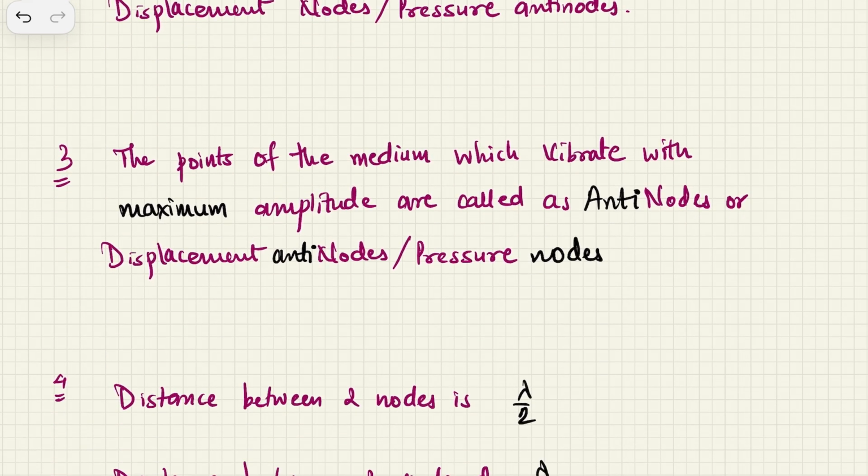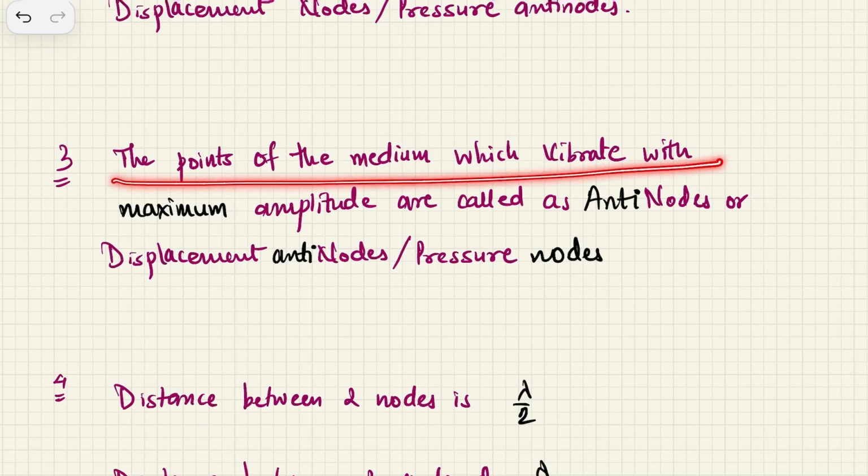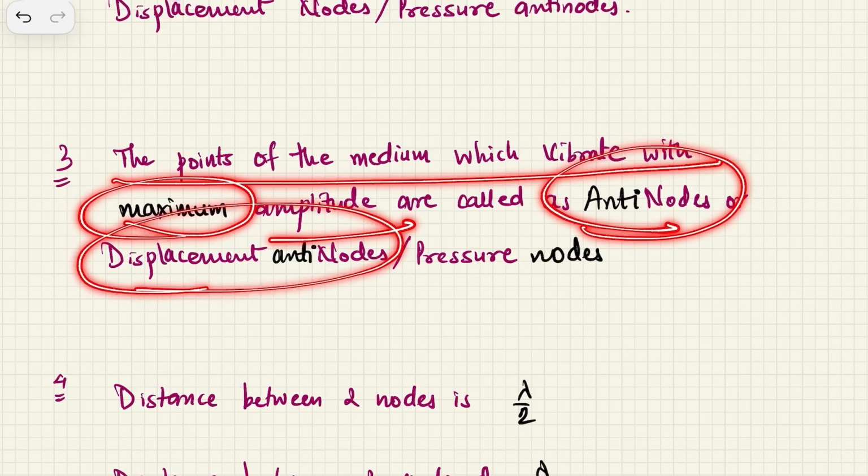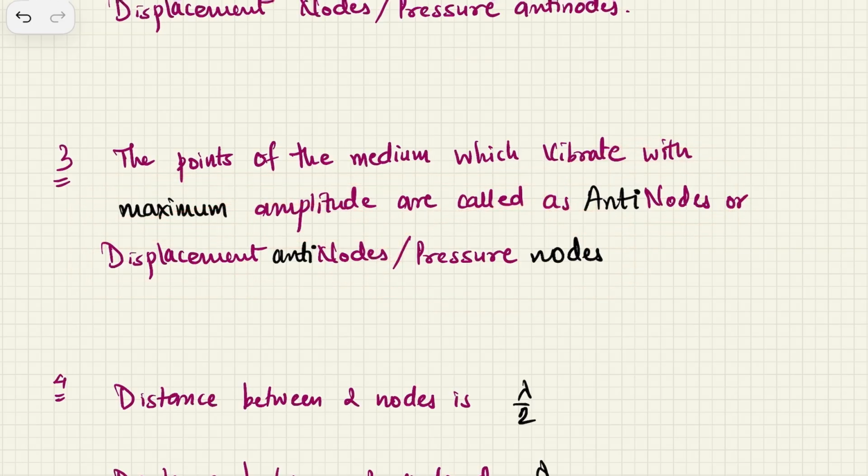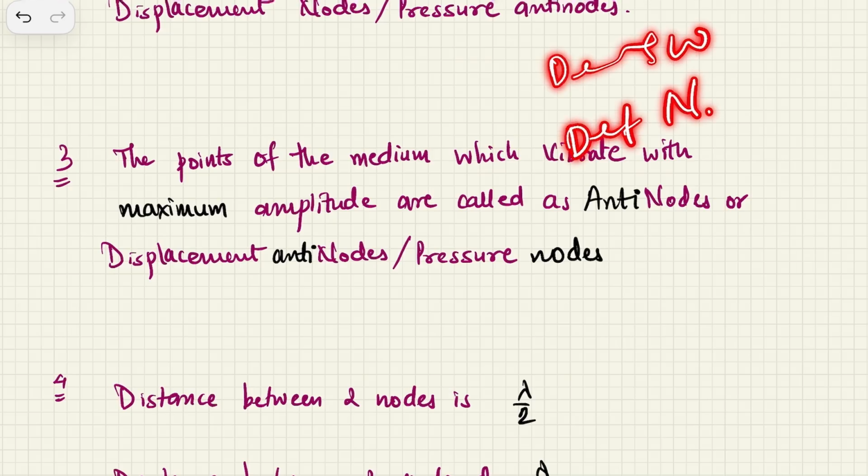Then we come to antinodes. So the third point will be antinodes. So the points of the medium which vibrate with maximum amplitude are called antinodes, displacement antinodes, or pressure nodes. So this is my third point. So the first point is the definition for stationary wave, the second point is the definition for nodes, and the third point is the definition for antinodes.